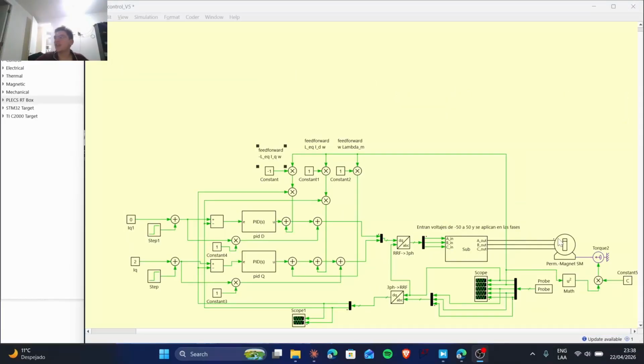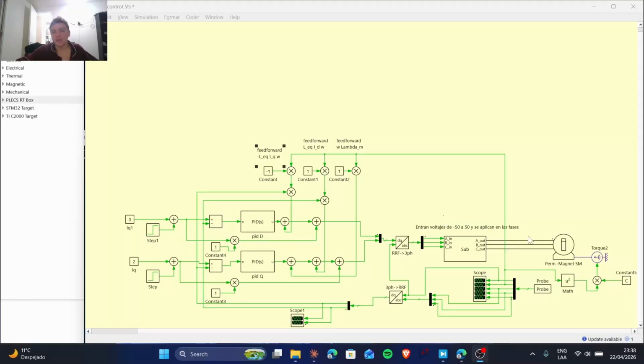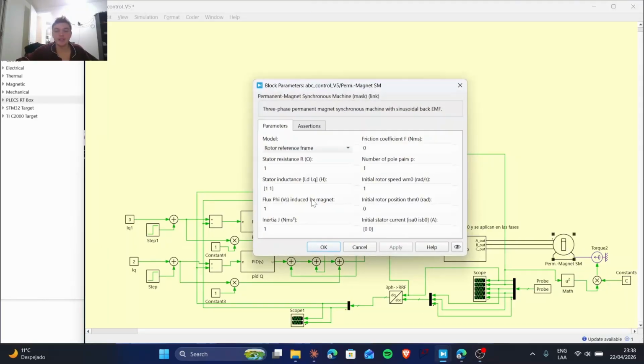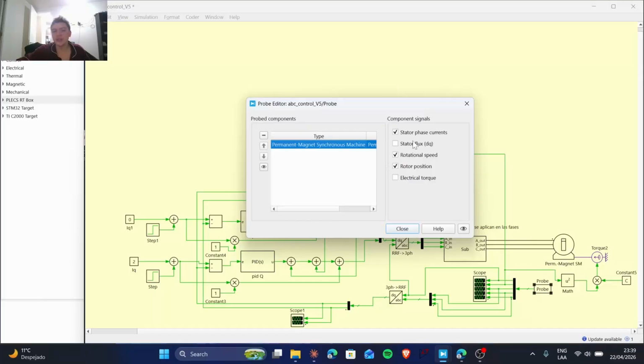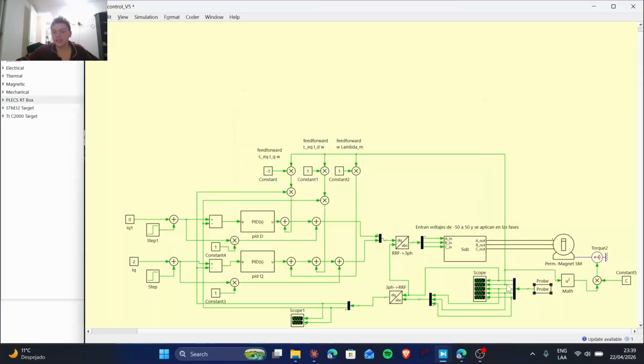Well, this is our permanent magnet synchronous machine DQ current control system. We took the motor in the Plecs motor and we set all parameters to one to make the calculus and the analysis easier. We connect to the motor a torque load controlled by the angular speed of the motor. With this probe, we measure the stator current, the rotational speed, and the rotor position. This signal is in fact the angular speed.